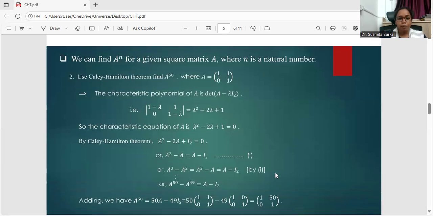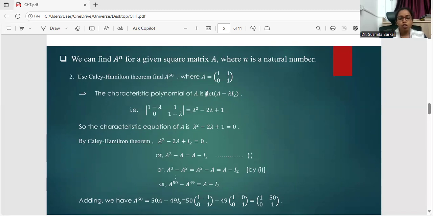Here is another application of Cayley-Hamilton theorem. We can find, by using Cayley-Hamilton theorem, A to the power n, where A is a square matrix and n is a natural number. And here is another example to find A to the power n. The problem is: use Cayley-Hamilton theorem to find A to the power 50 where A equal to [1, 1; 0, 1], which is also a 2 by 2 matrix. Now, the characteristic polynomial of the square matrix A is the determinant of A minus lambda I2.